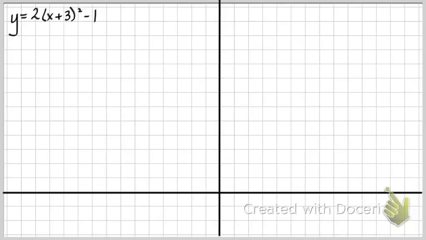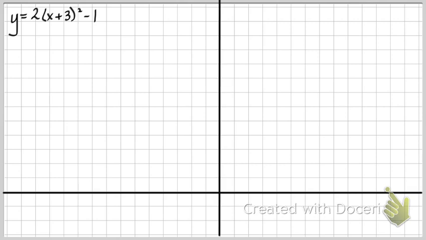Okay, so let's call this part 2. What do we do if we're dealing with some kind of a stretch or compression, some kind of vertical dilation? So the equation y equals 2 times the quantity x plus 3 squared minus 1. Well, we still start the same way.